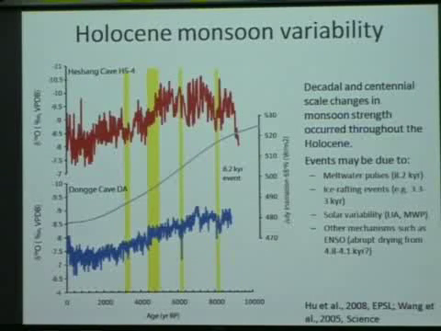I'm not going to go through every little wiggle on here, but there are a few other things which are seen in common between these two records, and I'll show you in some other records as well in a minute, some of which may potentially reflect solar variability, which may play a more dominant role during the Holocene when other boundary conditions were less significant.